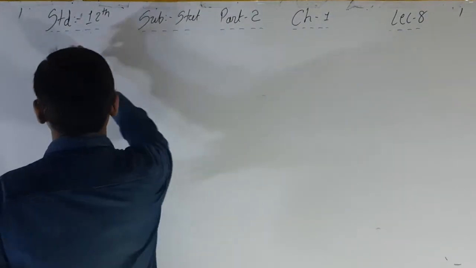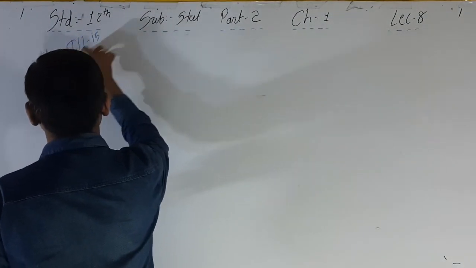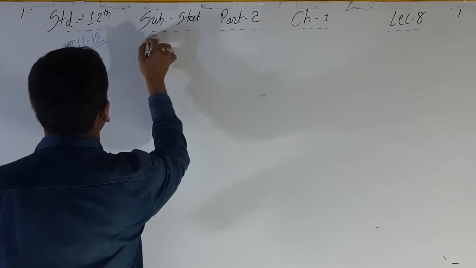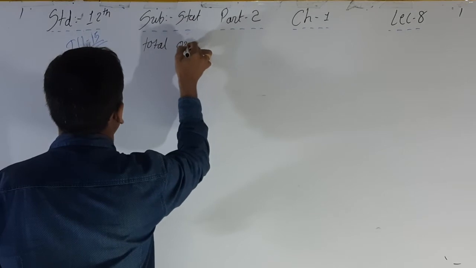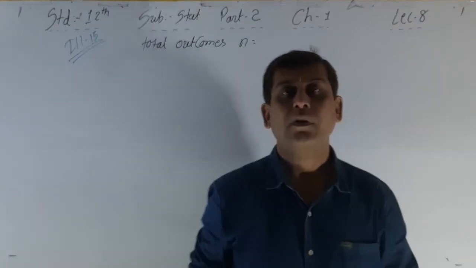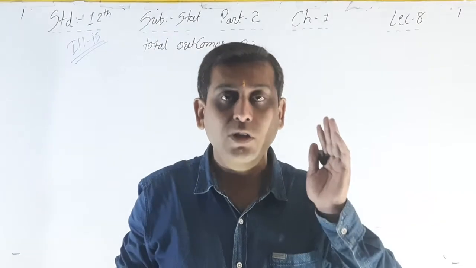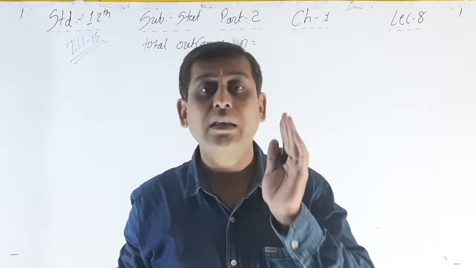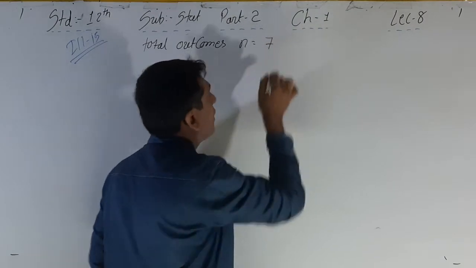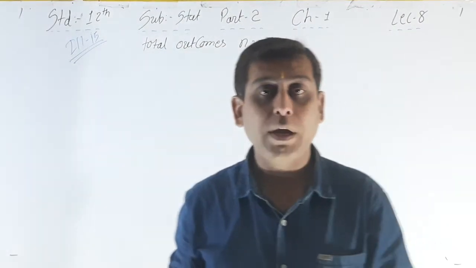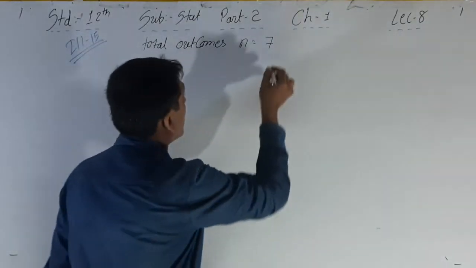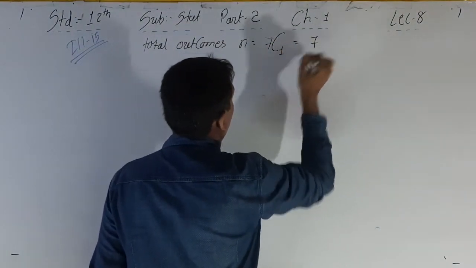So first of all, illustration number 15. Total number of outcomes, n, is equal to how many days in a week? First of all, here we want Thursday, 53 Thursdays in a leap year. But how many days in a week? First of all, we have to know that there are 7 days: Monday, Tuesday, Wednesday, Thursday, Friday, Saturday and Sunday. Okay, so 7 days. From that, Thursday will come how many times? Only one time. Okay, so total number of outcomes is 7C1, that is 7.